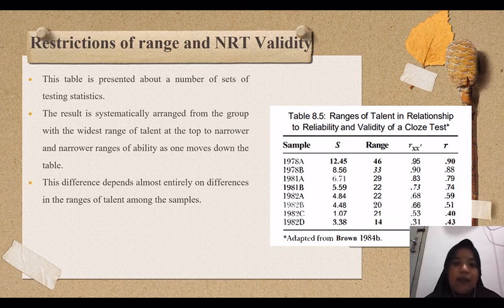Okay, this table shows restriction of range and validity. This table presents a number of sets of testing statistics. The results are systematically arranged from the group with the widest range of talent at the top to narrower and narrower ranges of ability as one moves down the table. These differences depend almost entirely on differences in the range of talent among the samples.